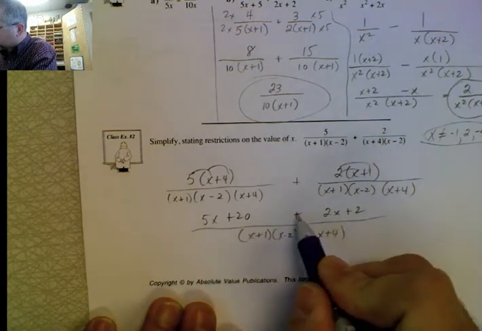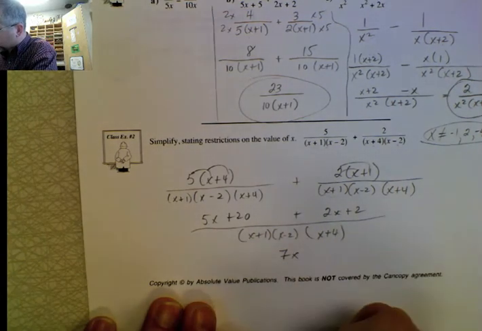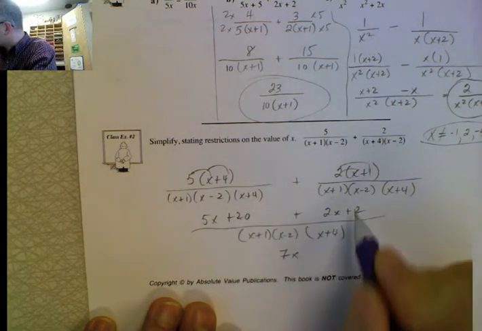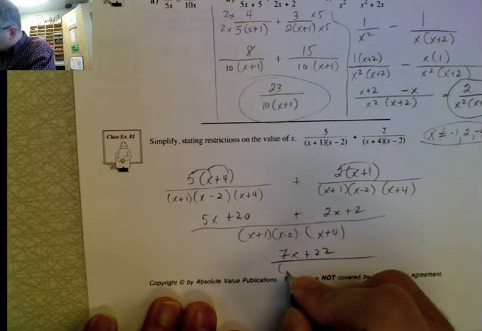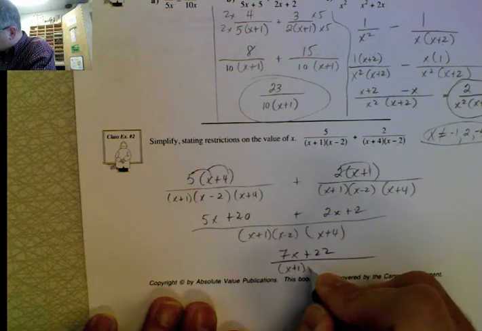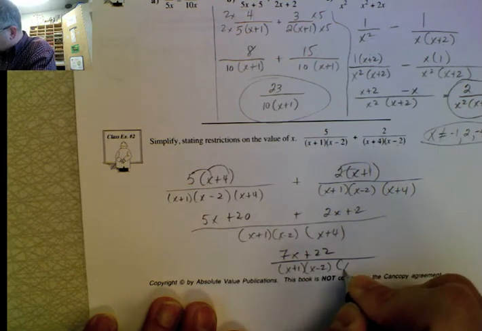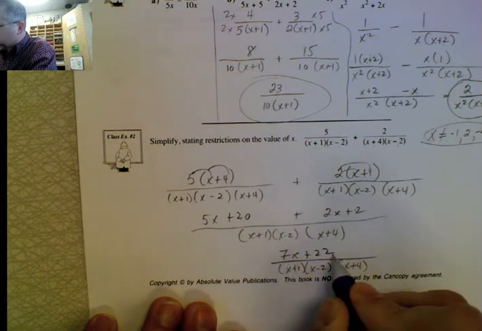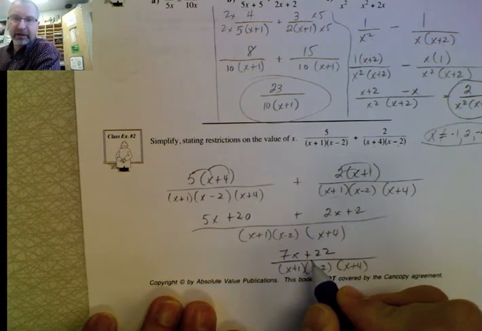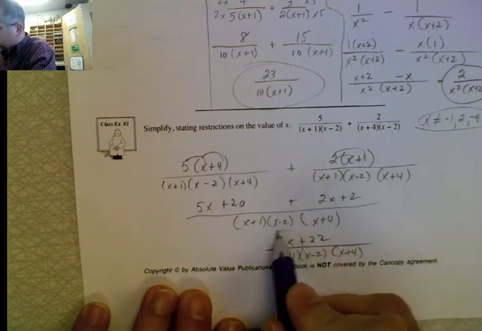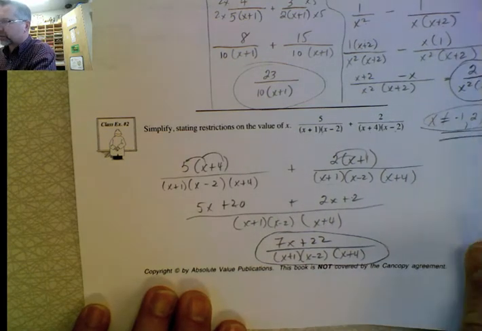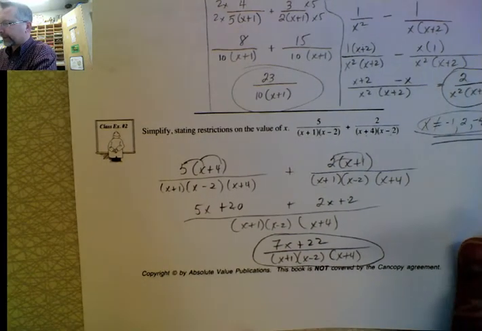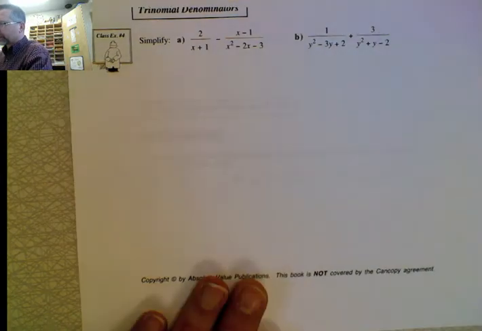Now, 5x plus 2x is 7x. 20 plus 2 is 22. All over x plus 1, x minus 2, and x plus 4. Now, you cannot factor this numerator in any way. There's no common factor you can take out. So this is in simplest form, and we did state our restrictions earlier. So there's a few examples.